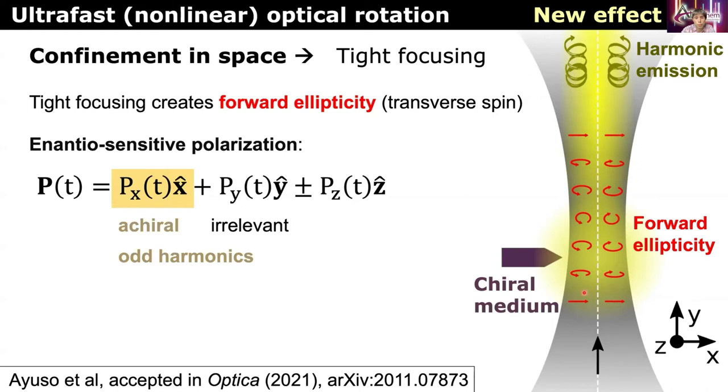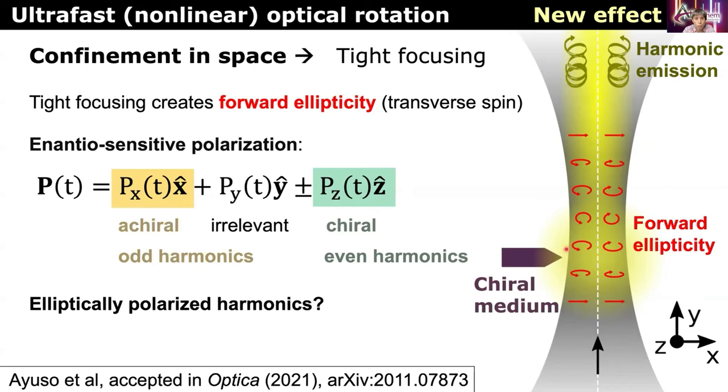What's important is that because chirality breaks mirror symmetry, we also have polarization along Z in this direction, so orthogonal to the plane of polarization of the field. Now, this component is exclusive of chiral media, and it has opposite sign in media of opposite chirality. So we have Px, which is identical in the two enantiomers, and Pz, which is of the same intensity, but out of phase. So now the question is: is the chiral medium going to emit elliptically polarized harmonics with enantiosensitive polarization?